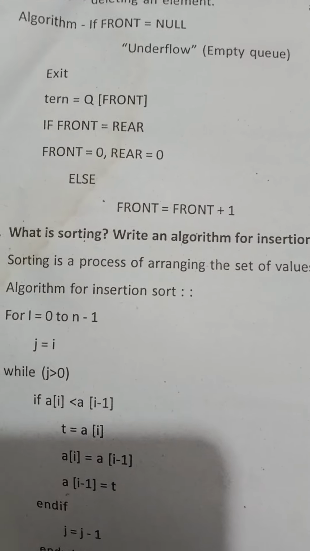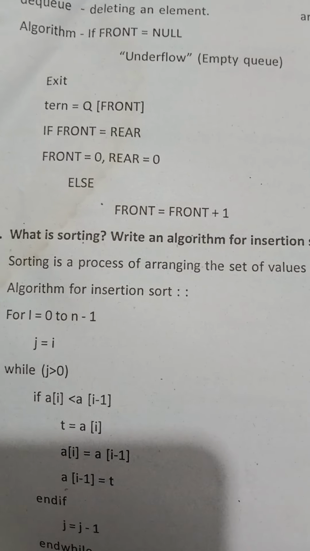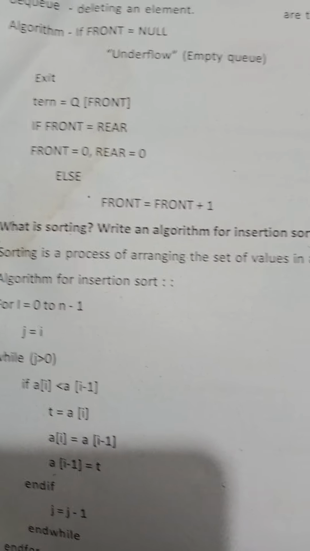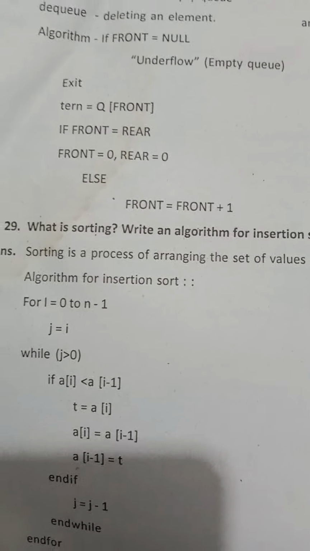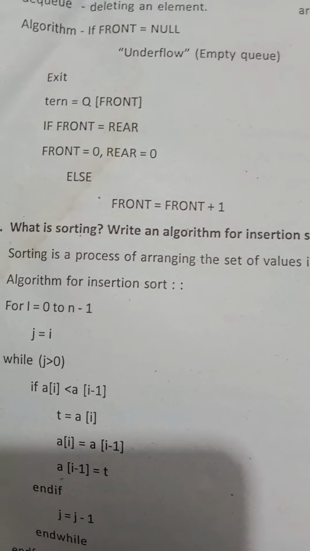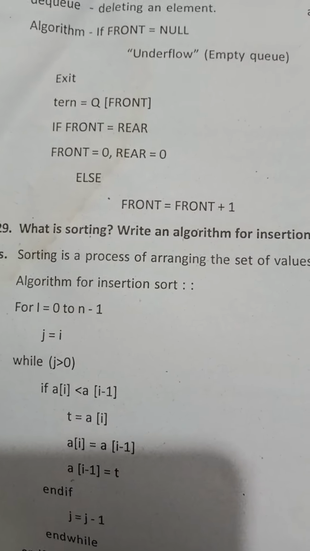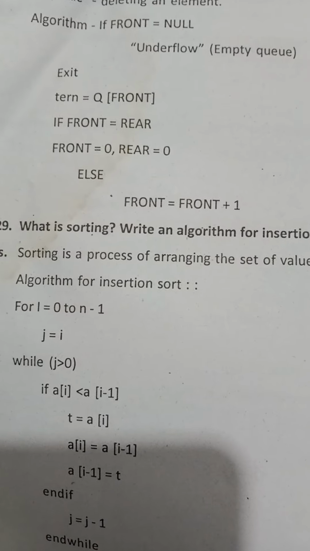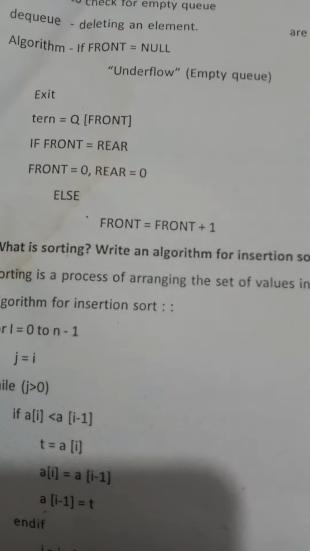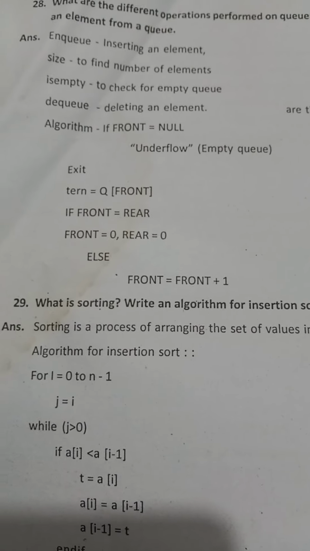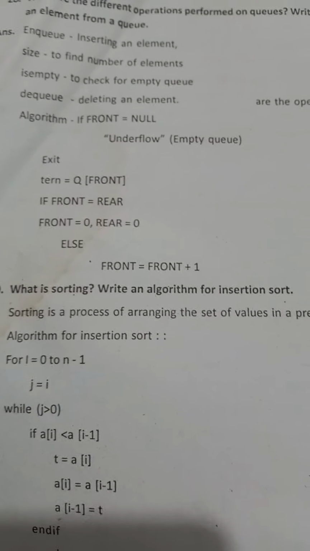Then for the algorithm: if front is equal to null, underflow, that is, empty queue, and exit. Else, queue of front is put in item, and if front is equal to rear, then front is initialized to 0 and rear is also initialized to 0. Else front is equal to front plus 1, that is, incrementing the queue. This way we delete the element from the queue.